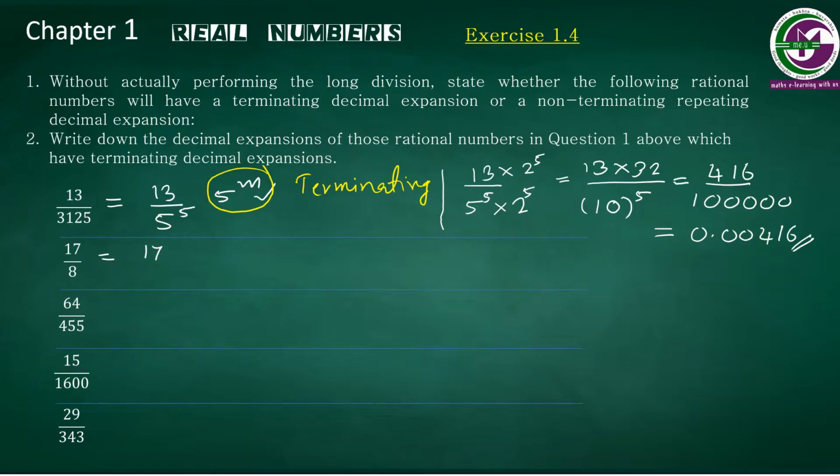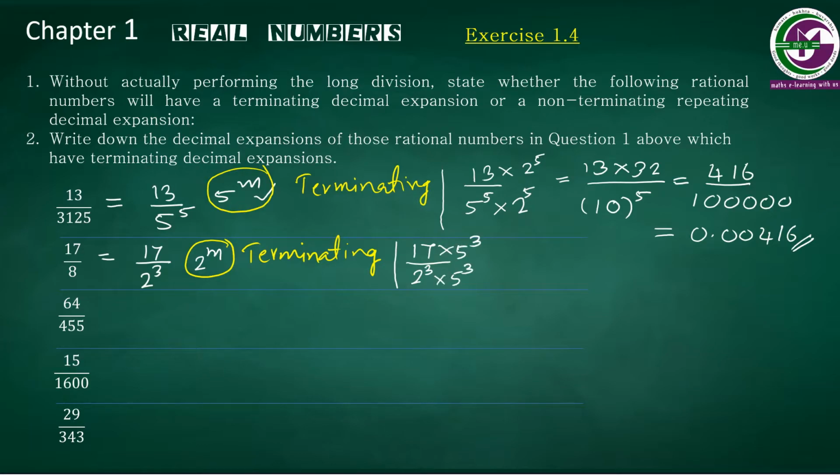Next question, 17 out of 8. We can write this as 17 upon 2 to the power 3. Now you can see the denominator is of the form 2 raised to m. So since the denominator is of the form 2 raised to m, it is terminating. Since it is terminating, in question number 2 we find the decimal expansion. To find it, we'll make pairs of 2 and 5. The 5 is missing in the denominator, so we'll multiply the required number of 5's. It is 2 raised to 3, so we need 5 raised to 3 here, and the same 5 raised to 3 will multiply in the numerator.